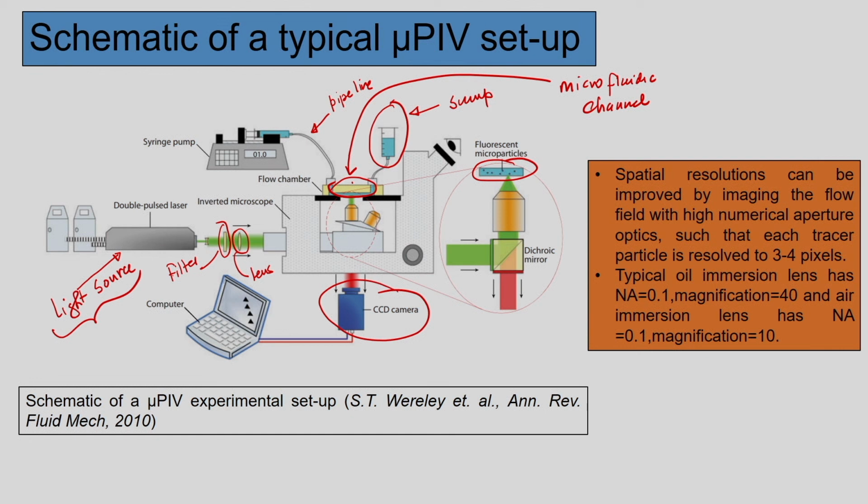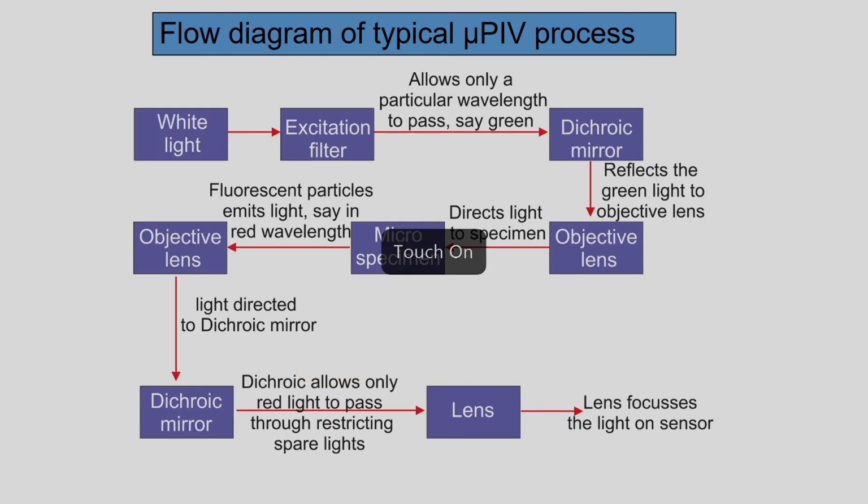And so now I will go to the block diagram where I will discuss the objective of different parts, that is the filter, then the lens, why we need to provide this filter, why we need to provide this lens, and although I have discussed the function of the dichroic mirror, even then we will discuss what is done essentially using this dichroic mirror. Okay. So, this is the block diagram, the flow diagram of a typical micro-PIV process.